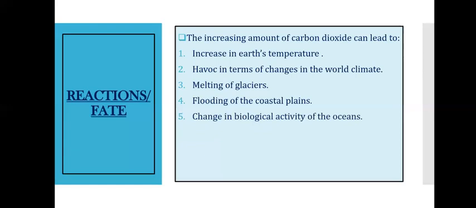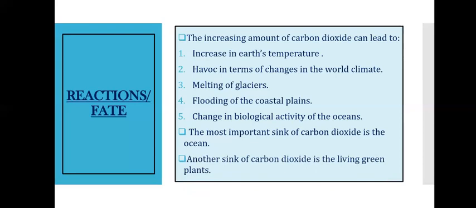Changes in the biological activity of the oceans. In fact, when you talk about the oceans, it serves as the most important sink of carbon dioxide. Sink means accumulation. So the major accumulation of carbon dioxide is in the ocean. Another sink of carbon dioxide is the living green plants. Now, my dear friends, when I talk about living green plants, I hope you're getting an idea of what I'm referring to. Yes, you guessed it right. We're talking about photosynthesis. So photosynthesis is a process by means of which the carbon dioxide gets converted into oxygen.